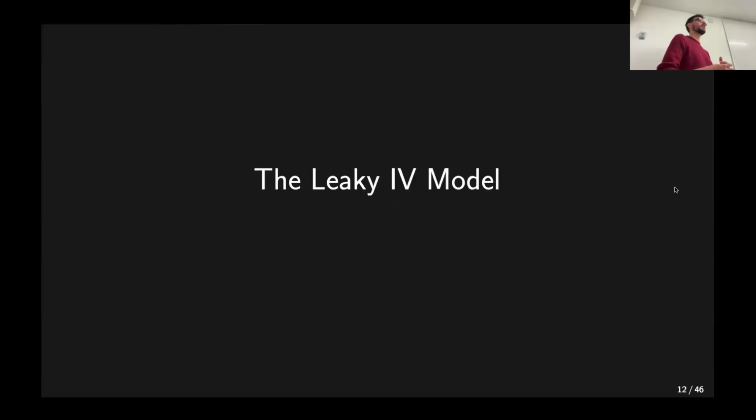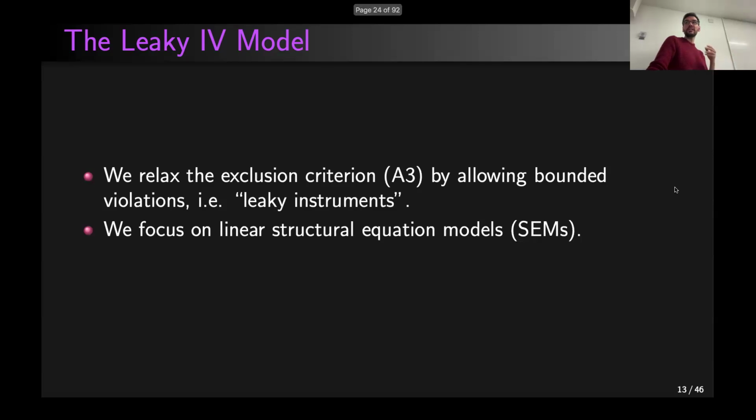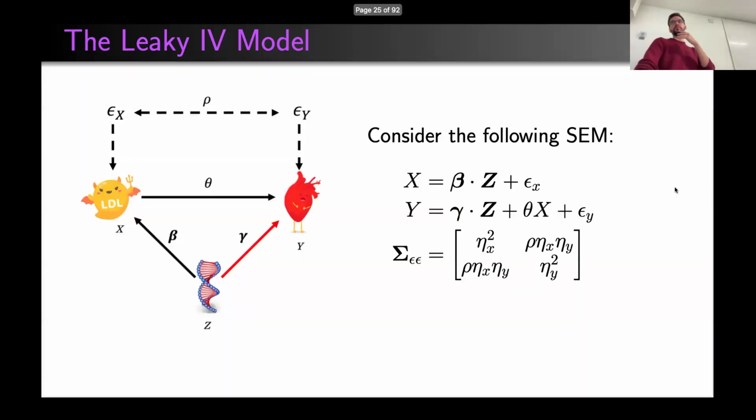All right, so all of that is to motivate what we call the leaky IV model. And we're going to relax the exclusion criterion, that's A3, by allowing bounded violations. And a bounded violation is what we call a leaky instrument. So I'll define that in a second. We are going to limit ourselves to the linear setting. I'll have some more to say about that a little bit later. We have considered nonlinear extensions in a follow-up, but let's just live in linear land for now.